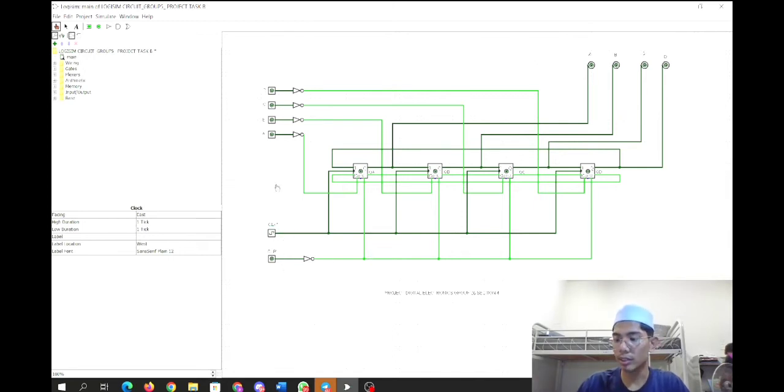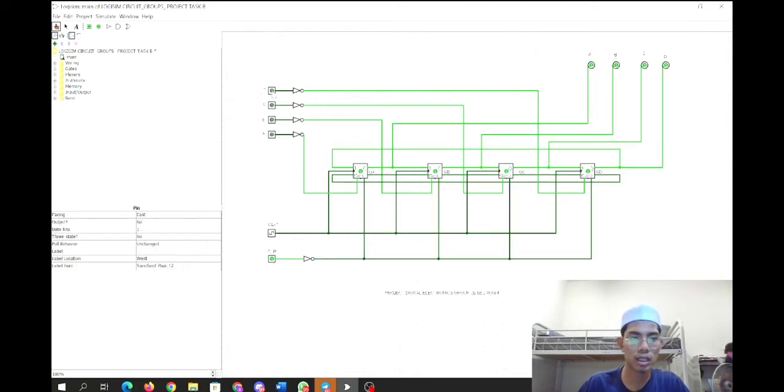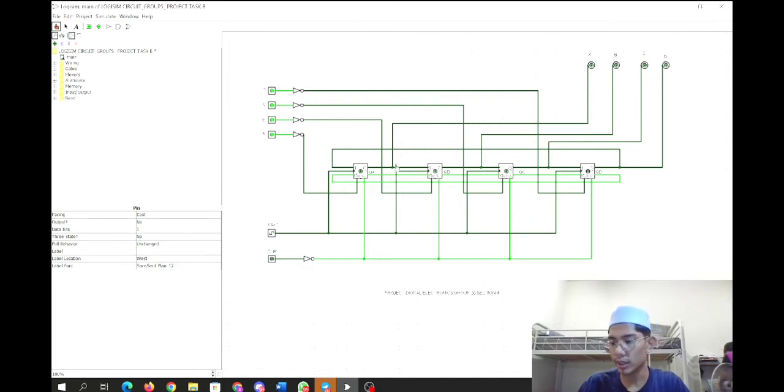For line 1, clear will be 1, and all the inputs will be 1 also. So the output will be 0, 0, 0, 0. And for line 2, clear will be 0, and the output will be the same, 0, 0, 0, 0. For line 3, clear will be 1 and B will be 0. So the output will be 0, 1, 0, 0, with 1 in output B.